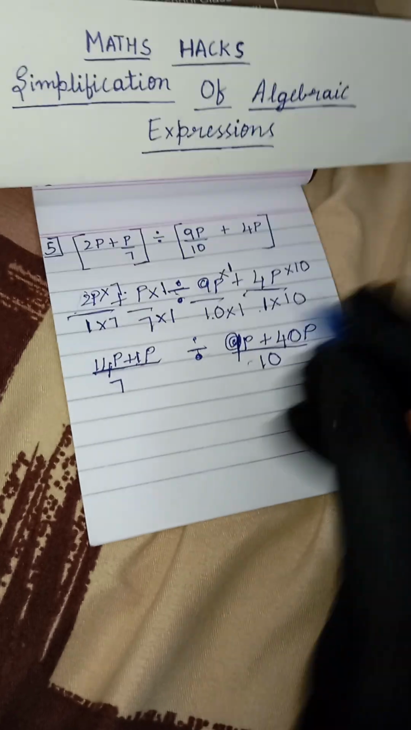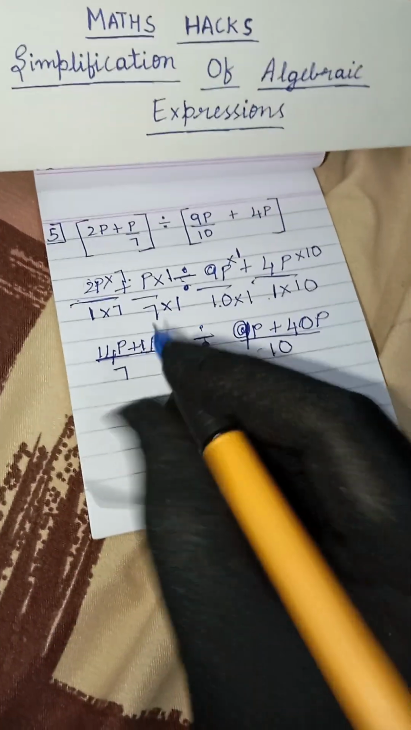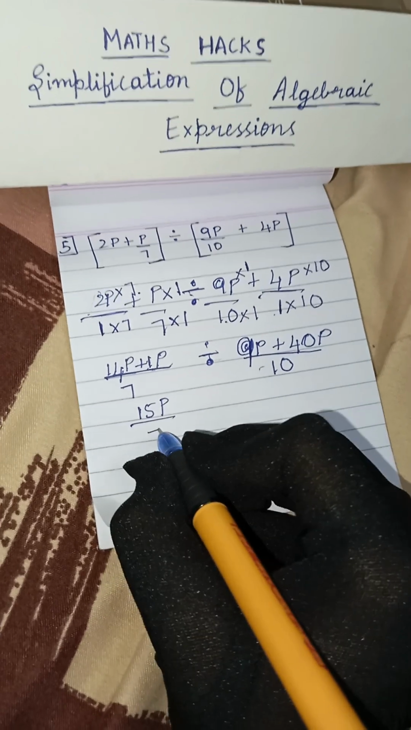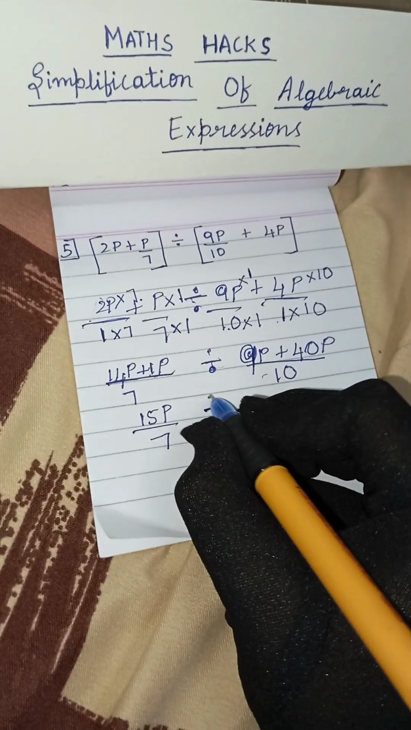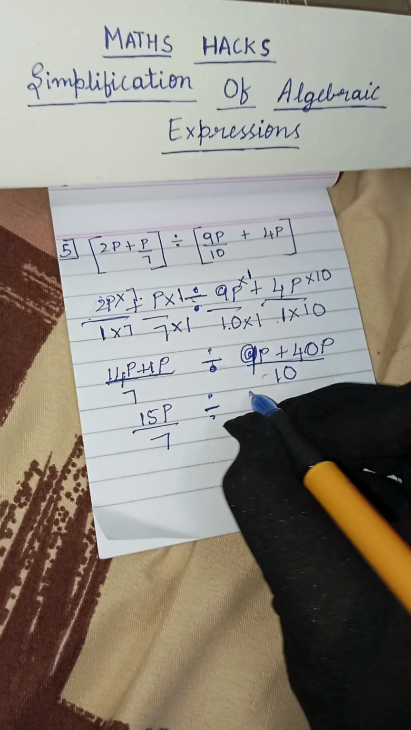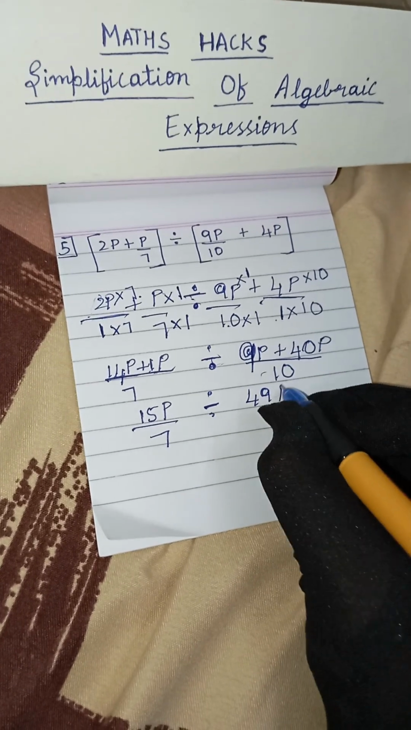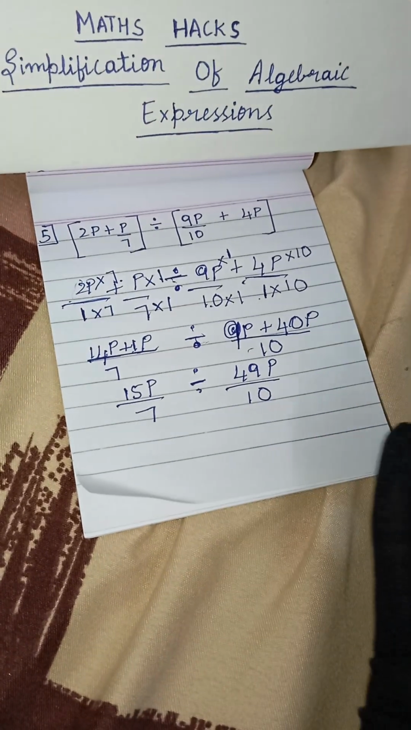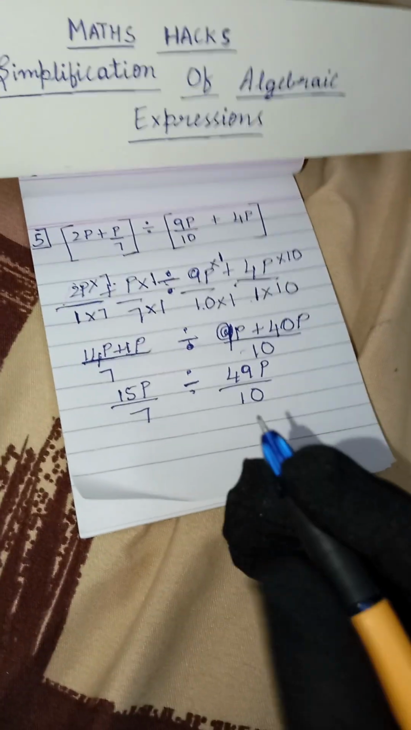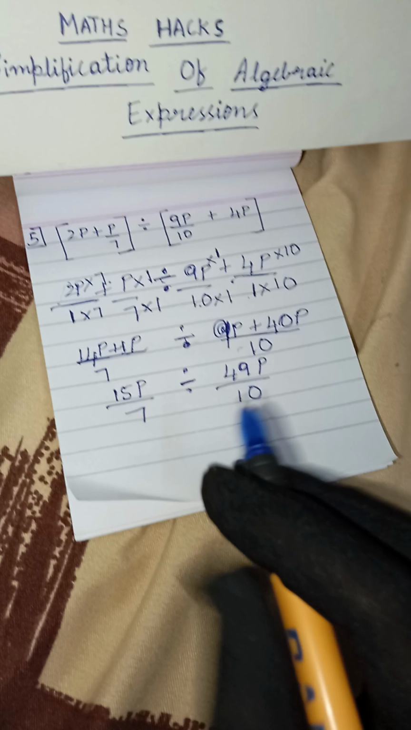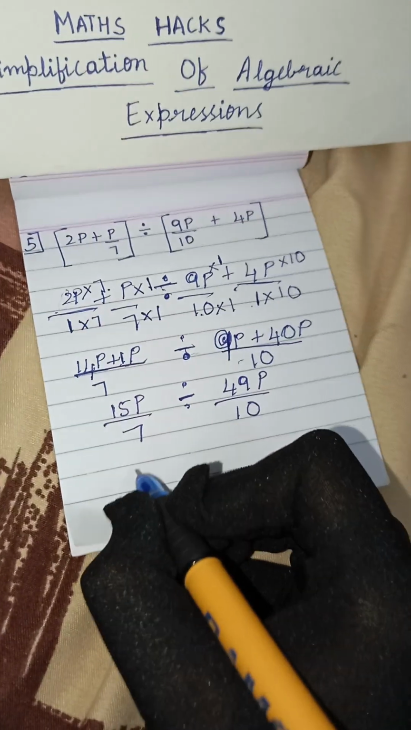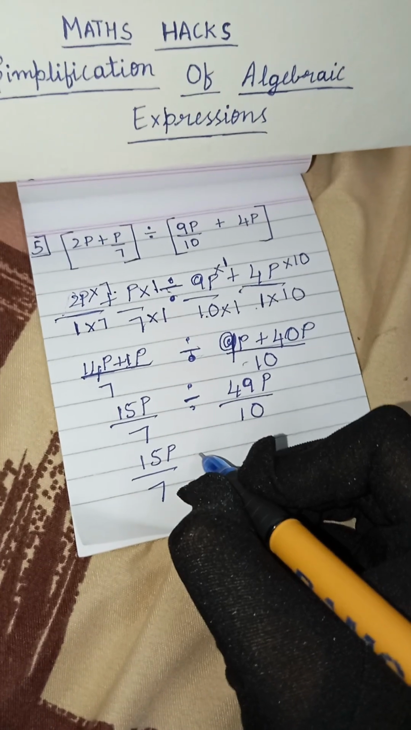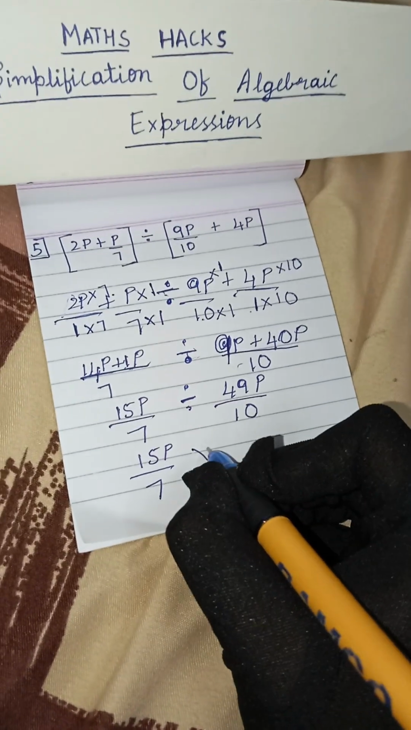Now see here. This is 9p. 14p plus 1p, we'll get the answer as 15p, right? 15p by 7. Here the sign is division. 9p plus 40p is equal to 49p by 10. See here, this is the division sign. You will change the sign into multiplication sign, but you will not change the fraction as it is, right? You have to do the reciprocal here. So 15p we will write as it is, 15p by 7. We have to change the sign; division will become multiplication.